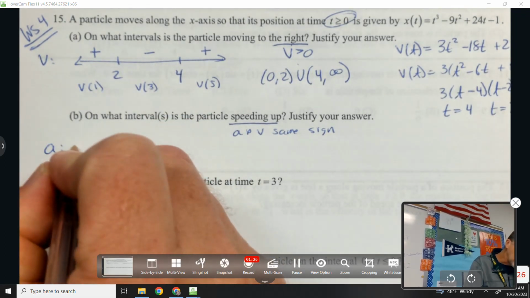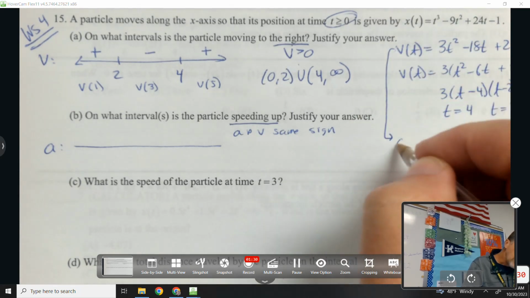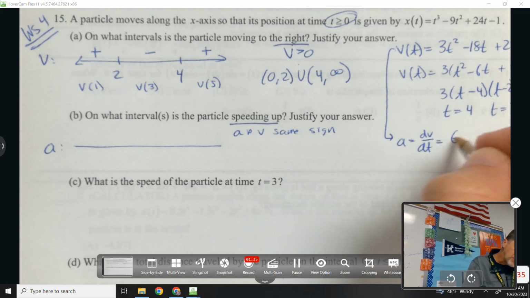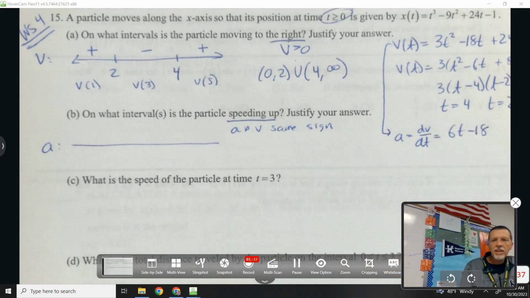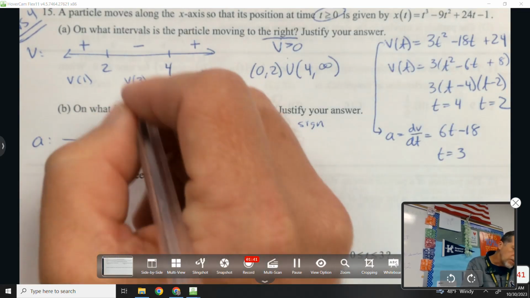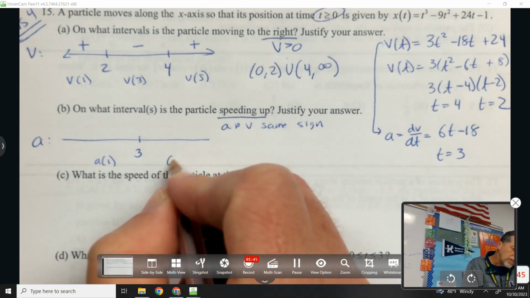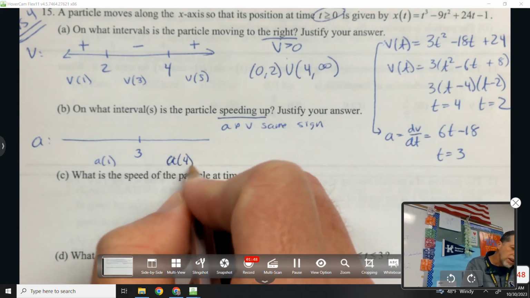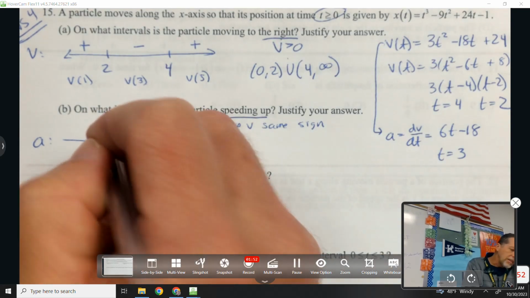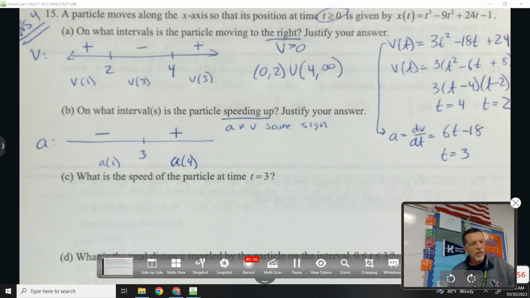So I need an acceleration number line. Acceleration is the derivative of velocity. So that would be 6t minus 18. So it's 0 at t equals 3. So let's check a little less than 3 and a little more than 3. Less than 3, we would end up with negative acceleration. More than 3, we'd end up with positive acceleration.